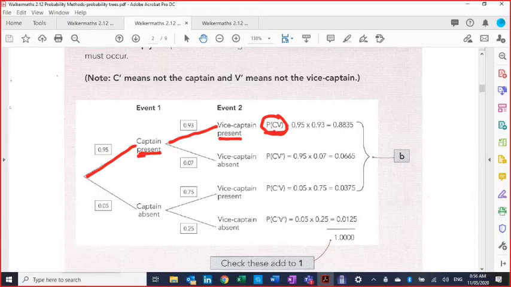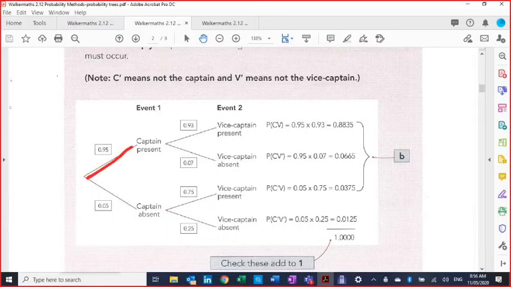They did captain and vice, and because you don't see the apostrophe, you know that means that they were both present. They both happened. And notice what they did was they took the two probabilities, the 0.95 and the 0.93, and multiplied them together to get the probability for that particular statement. So if you follow those along and multiply them all out, that's what you get on that branch. Now, again, it's a lot to write, but it is critical that you do this for every single branch.